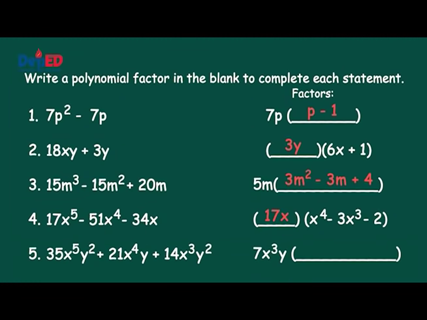Number 5. What is the factor of the polynomial 35x raised to 5 y squared plus 21x raised to 4 y plus 14x cubed y squared if the greatest common factor is equal to 7x cubed y? The answer is 5x squared y plus 3x plus 2y.